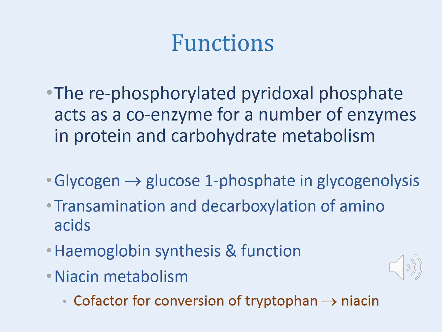It's also involved in transamination and decarboxylation of amino acids. These reactions are required for the synthesis of non-essential amino acids from essential amino acids. Without vitamin B6, all 20 amino acids would be essential. Vitamin B6 is needed for the synthesis and function of hemoglobin and also acts as a cofactor in the conversion of tryptophan to niacin. So vitamin B6 intake is very important if niacin intakes are low.